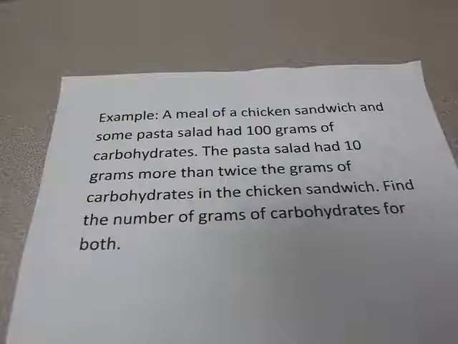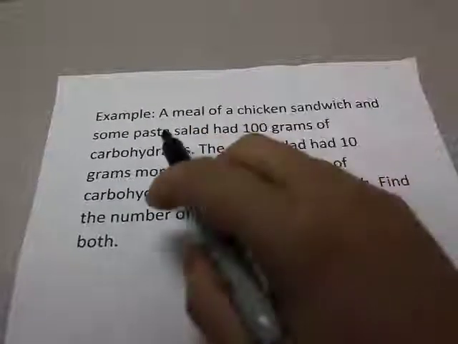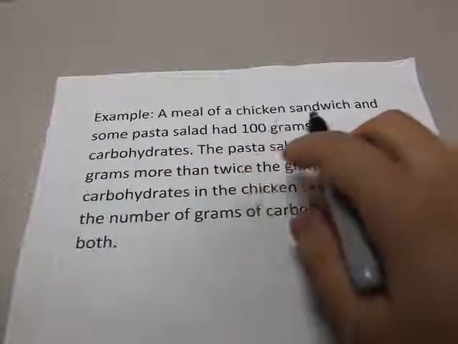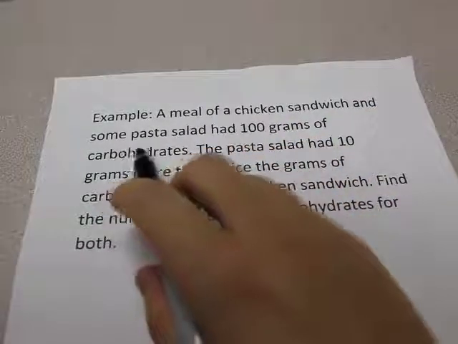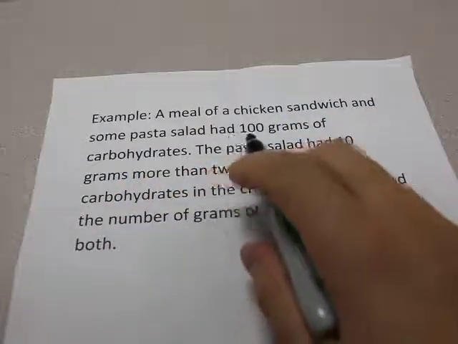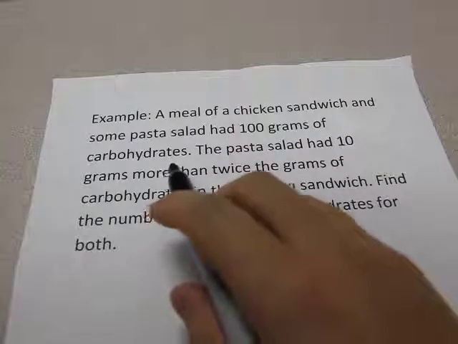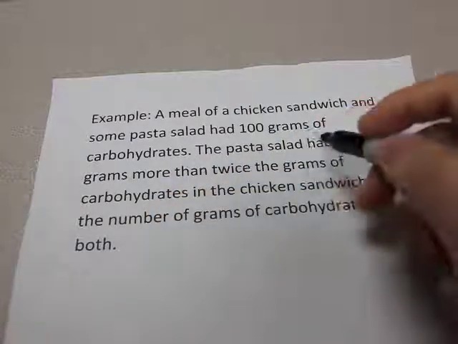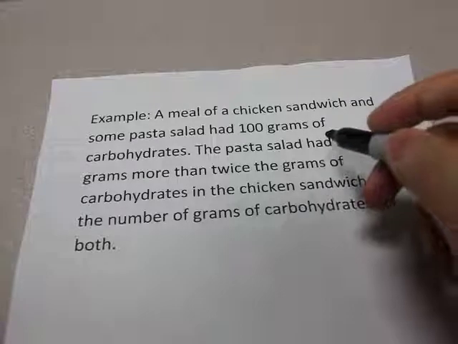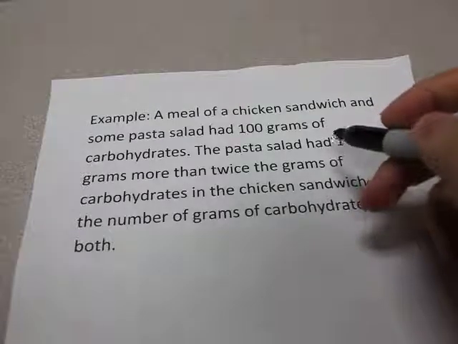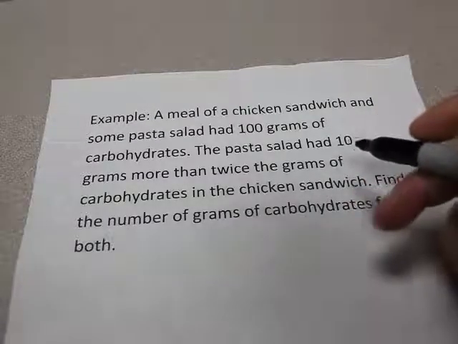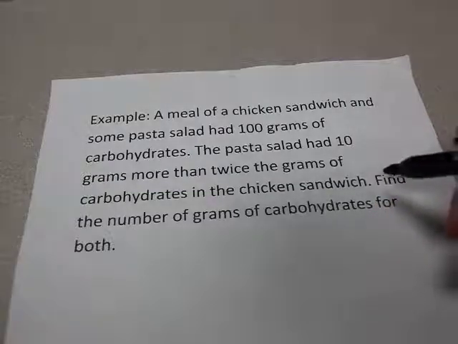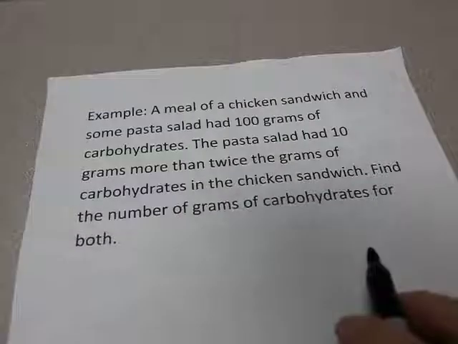Okay, now let's look at this example. A meal of a chicken sandwich and some pasta salad had 100 grams of carbohydrates. The pasta salad had 10 grams more than twice the grams of carbohydrates in the chicken sandwich. And we want to find the number of grams of carbohydrates for both.